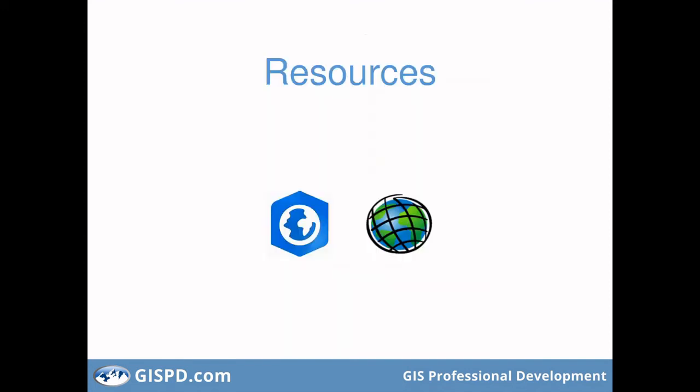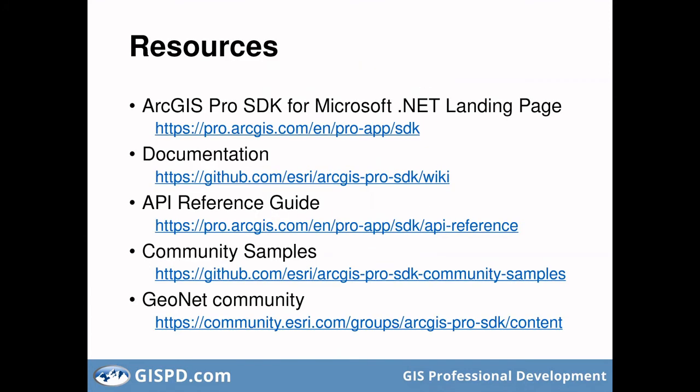Now let's take a look at some resources. These are the links for first the ArcGIS Pro SDK for .NET landing page, the documentation, the API reference guide, the community samples, and the GeoNet community. Let's now look at each one of those in turn.